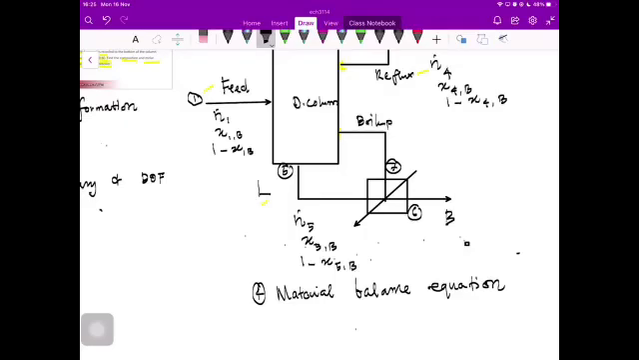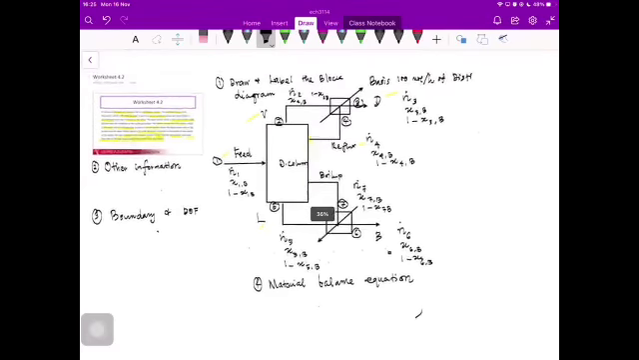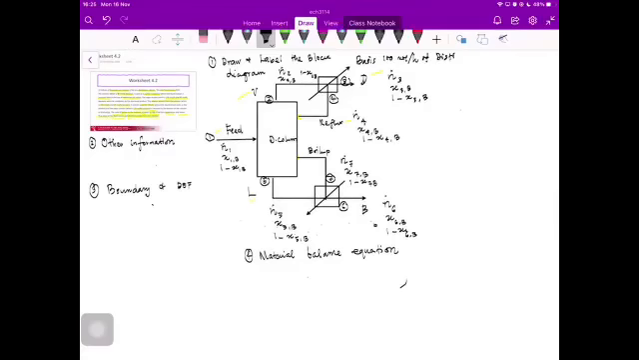Okay, last one. There are 2 more: N6, X6B, and 1 minus X6B. All right, last one: N7, X7B, 1 minus X7B. Okay, let's look now at what are the knowns and which ones are the unknowns, right?